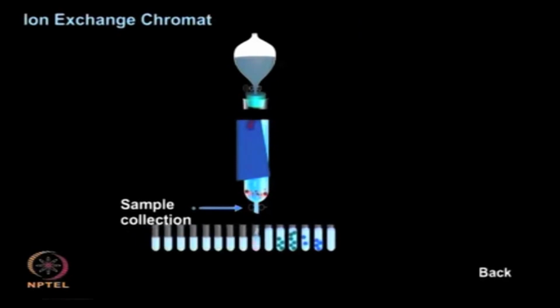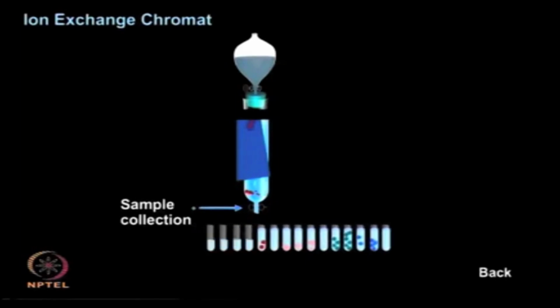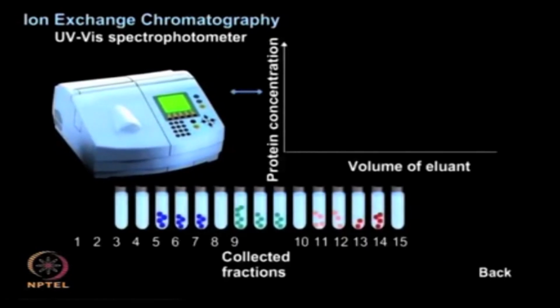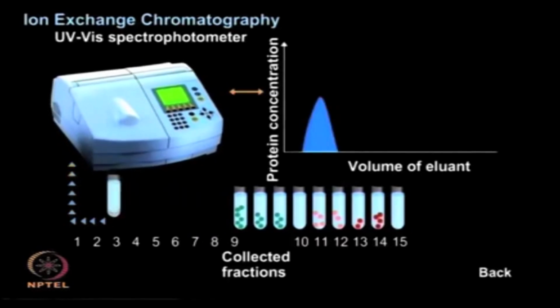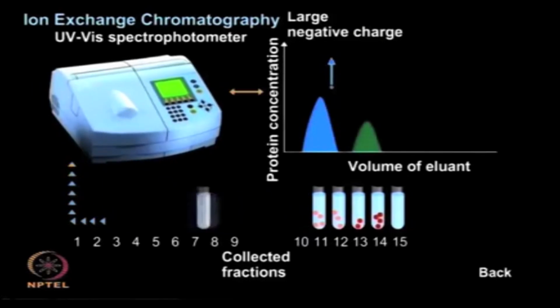Once all the fractions are collected, the protein content can be analyzed by using a spectrophotometer. So, analyze these fractions for their protein content by using a UV visible spectrophotometer at 280 nanometers. A graph of eluent volume versus protein concentration can then be plotted. In this particular example, the negatively charged large molecules are coming first and then the positively charged fractions are coming later.